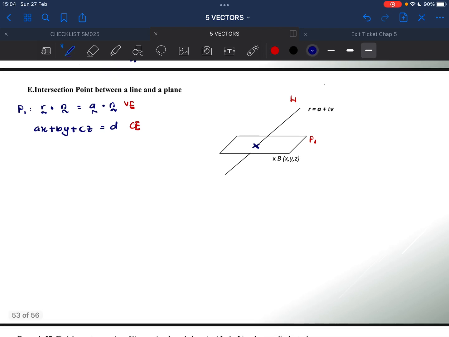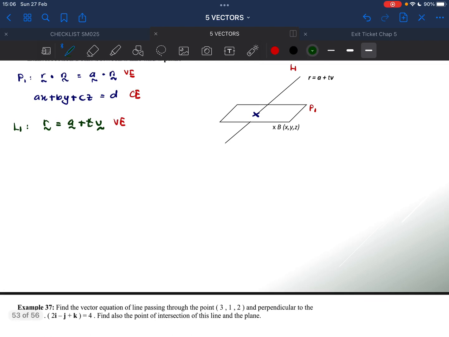And we also have the equation of a line. For L1, the vector equation of a line is r equals a plus tv. What we need here is actually the parametric equation of a line, which has x, y, z as the subject. So we have x equals a1 plus tv1, y equals a2 plus tv2, z equals a3 plus tv3. This is the parametric equation of a line.